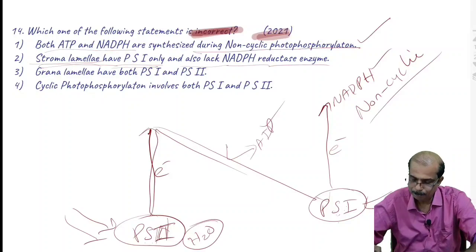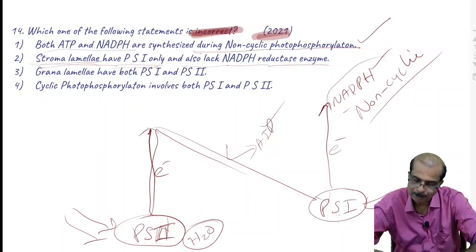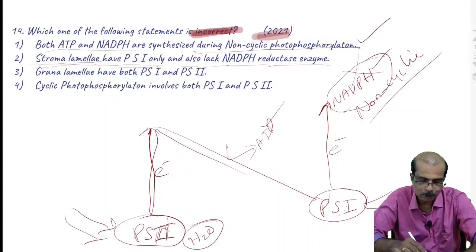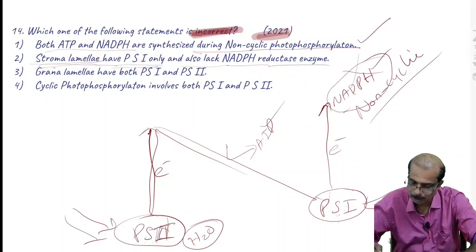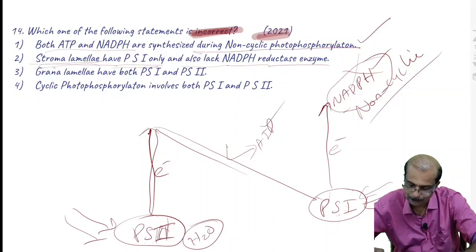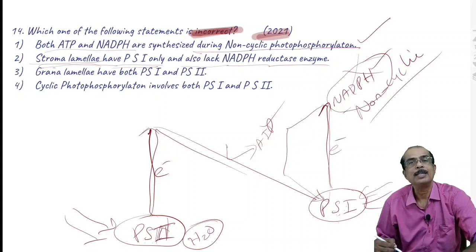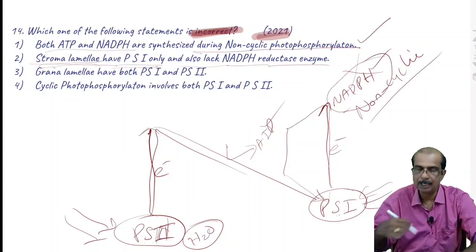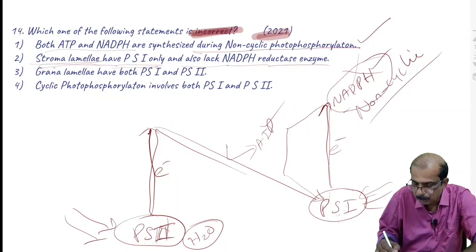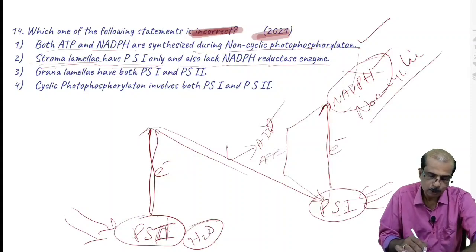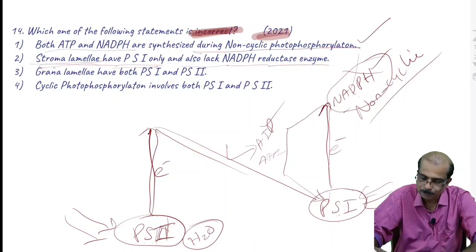PS1 is there. That NADP reductase enzyme is absent, so there is no formation of NADPH. In stroma lamella, PS1 absorbs light energy, an electron is ejected, and that electron travels in a cyclic manner and returns to PS1 itself. It is called cyclic photophosphorylation. During this, one molecule of ATP is synthesized. No synthesis of NADPH. So, option 2 is also correct.